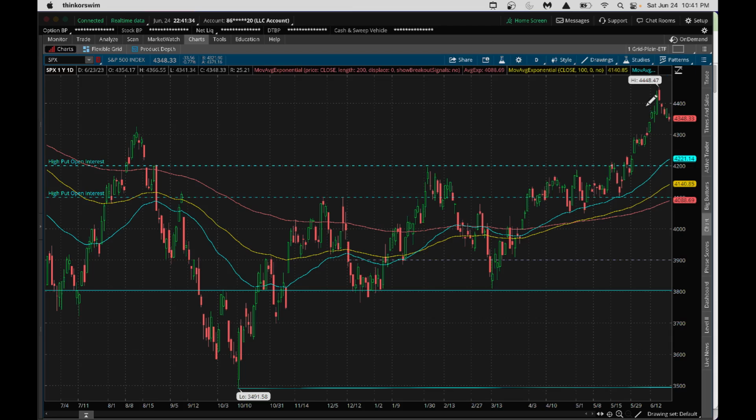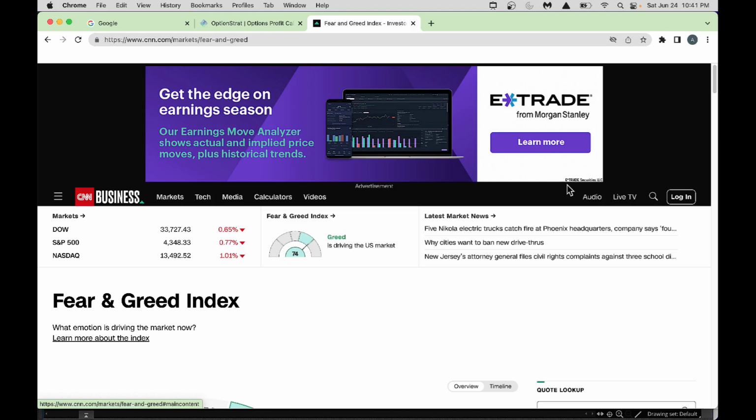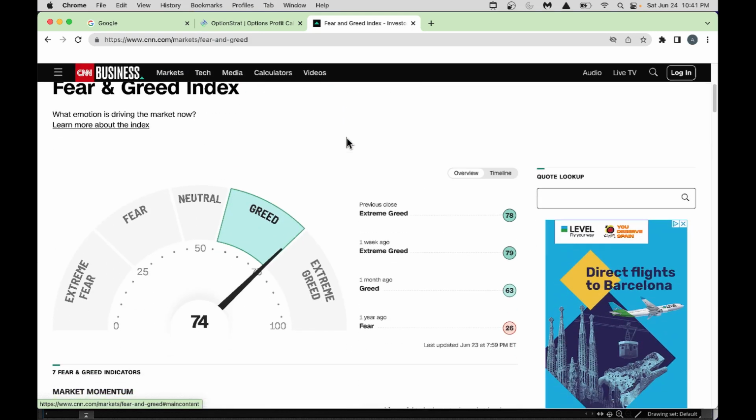And as you look through the broader market, look at the Fear and Greed Index from CNN. Right now we are in greed mode, almost close to extreme greed. Last week we were at extreme greed, and the previous close was extreme greed again. Now we are in greed mode. I can see us coming down slightly, maybe to 50 levels, to the neutral level as we go forward.